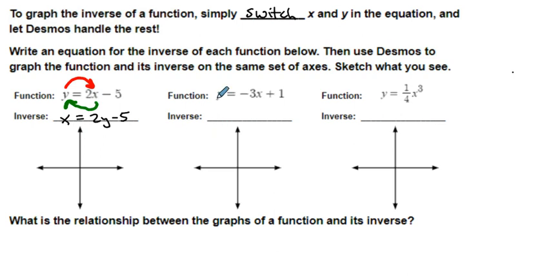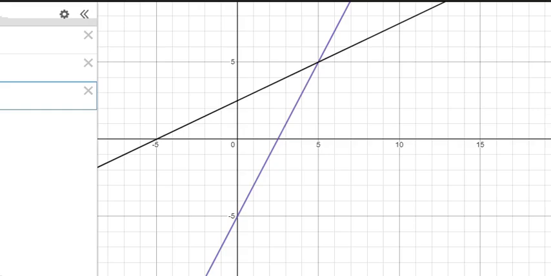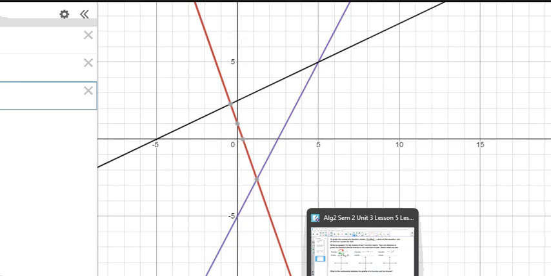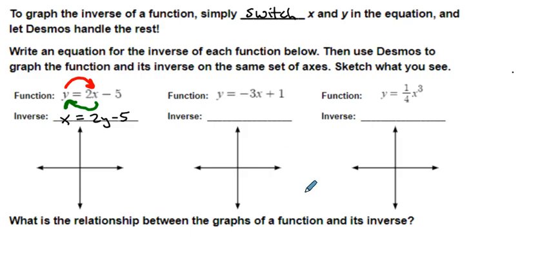So this is our main function, y equals negative 3x plus 1. So let's go and put that in. All right, so y equals negative 3x plus 1. So that's red. This is my red function right here. Now we're going to rewrite it. When we rewrite the inverse of it, we just swap x and y. So this becomes x equals negative 3y plus 1.